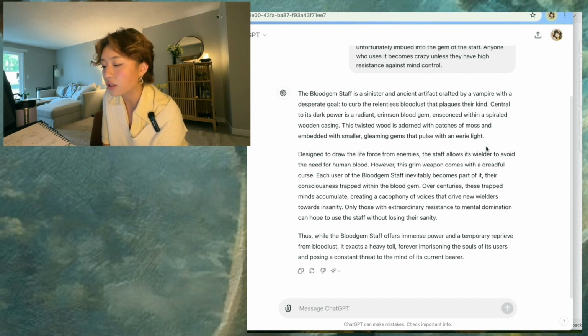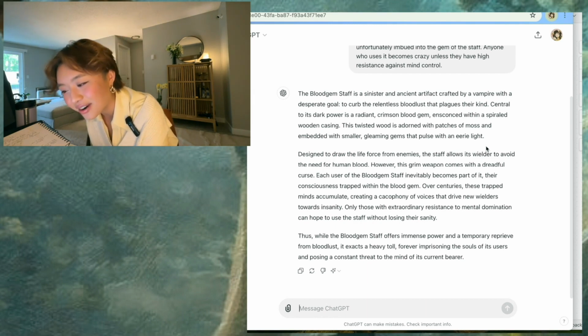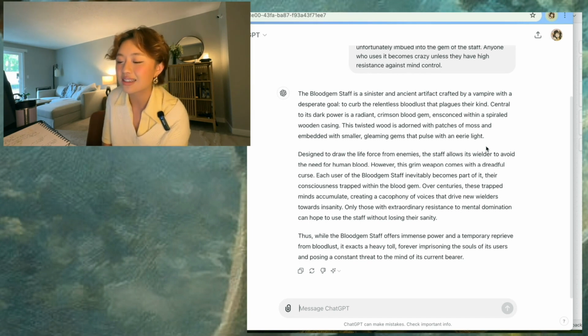However, this grim weapon comes with a dreadful curse. Each user of the Blood Gem Staff inevitably becomes part of it, their consciousness trapped within the blood gem. Over centuries, these trapped minds accumulate, creating a cacophony of voices that drive new wielders towards insanity.